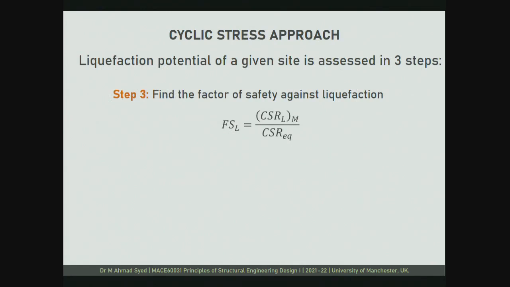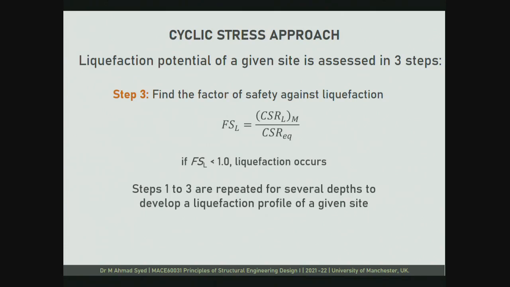So in general, factor of safety is resisting forces over driving forces. Here we have resisting stresses over driving stresses. Right? So the denominator is coming from the earthquake, and the numerator is coming from the soil's available resistance. So wherever this quantity is less than this, your factor of safety against liquefaction will be less than 1, and that means liquefaction is likely. So if FSL is less than 1, liquefaction occurs.